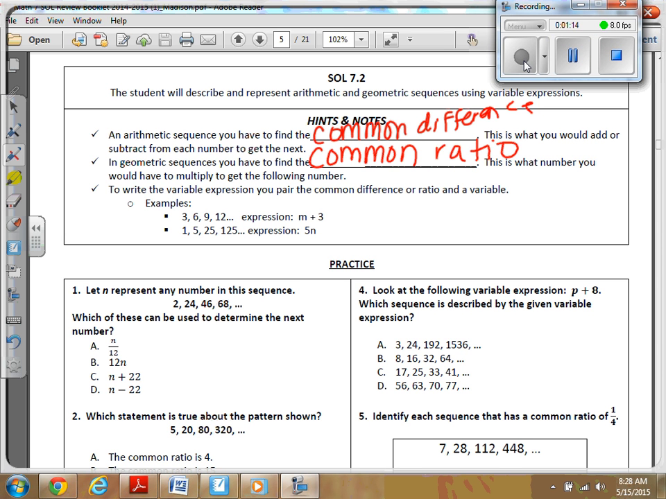For the next one, you have 1, 5, 25, 125. So your expression is 5 times the number. So 5 times 1 gives you 5. 5 times 5 gives you 25. 5 times 25 gives you 125. Any questions about that?